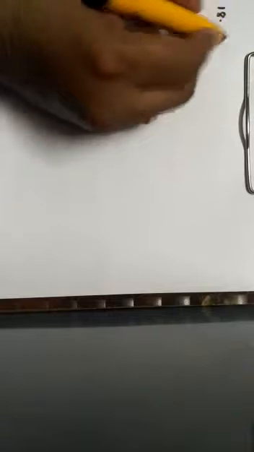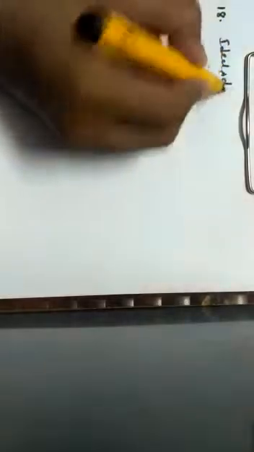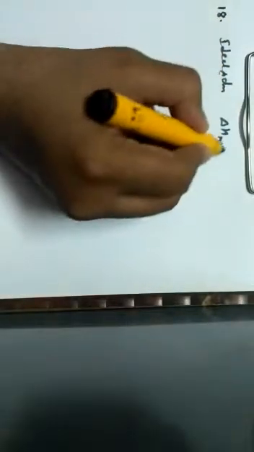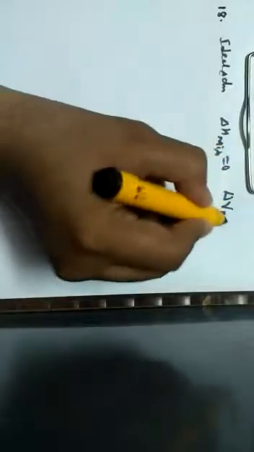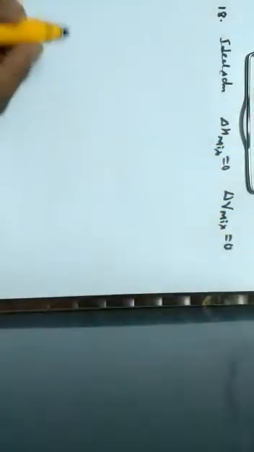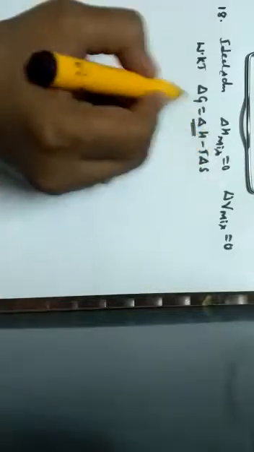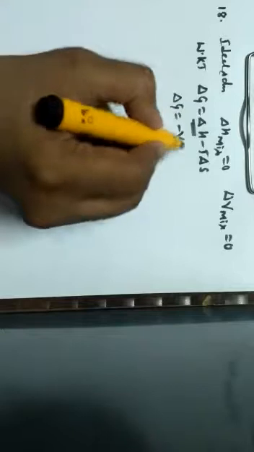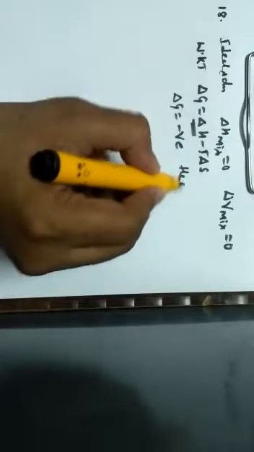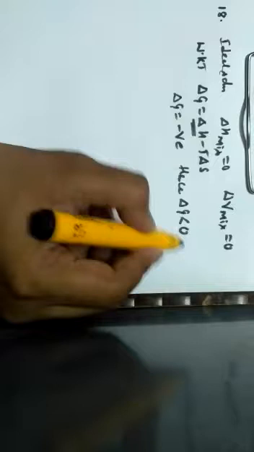Question number 18. For an ideal binary liquid mixture, we know that for an ideal solution, delta H of mixing is equal to 0 and delta V of mixing should also be equal to 0. According to the equation, delta G is equal to delta H minus T into delta S. So, if delta H of mixing is equal to 0, then obviously delta G is negative. Hence, delta G should be less than 0 and the entropy delta S should be greater than 0. Then only it can be negative.